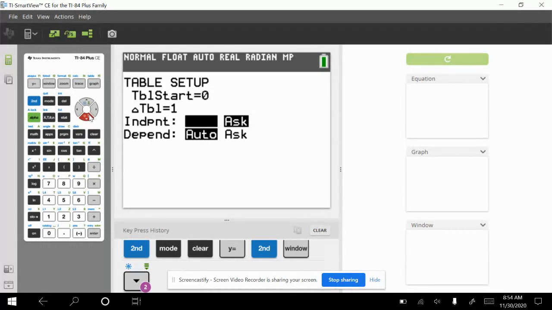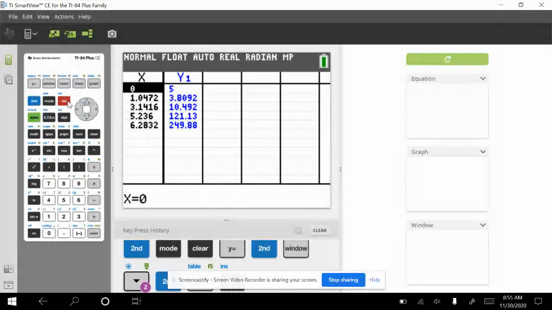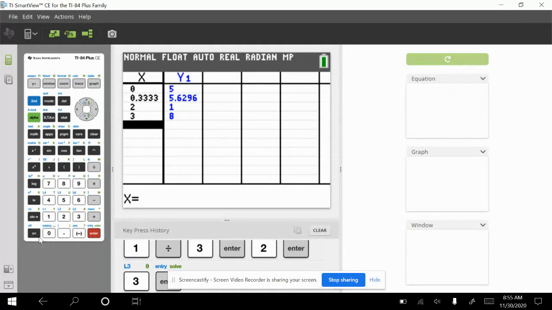And if you recall from before when we did this, you want to go to the independent and rather than auto, you want it to be on ask. And so then when you go to your table, which you do by second graph here, this is numbers that I had in there previously, so I suppose I can delete those out of there. We want to know when it is 0, when it's 1/3, at 2 seconds, and at 3 seconds. So that is your table of values. So you can fill that in on the table that you have here.